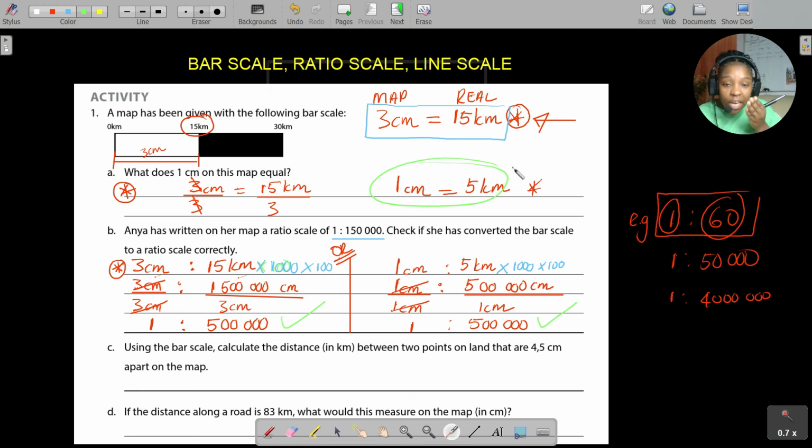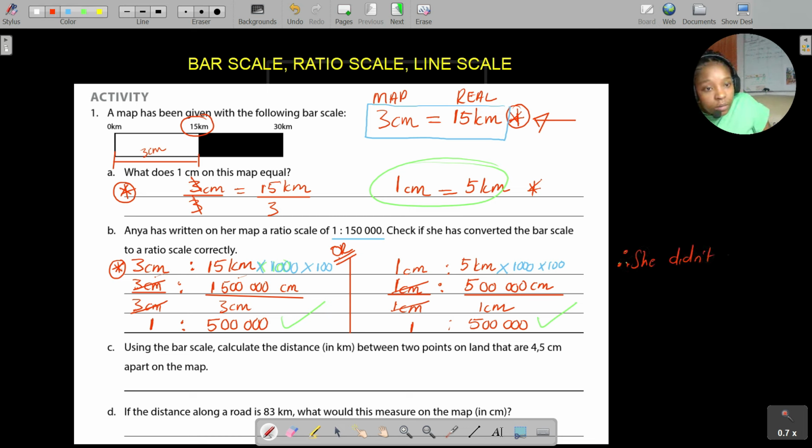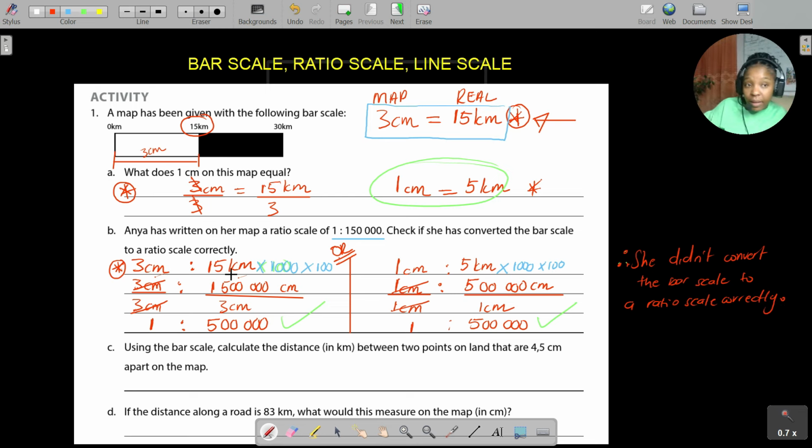Okay, so now check if she has converted the bar scale to a ratio scale correctly. So there we can just conclude that she didn't. Therefore, she didn't convert the bar scale to a ratio scale correctly. Because remember, she got 1 is to 150,000. We got 1 is to 500,000. So she made a mistake there. All right, cool stuff. So let's have a look at the next question.